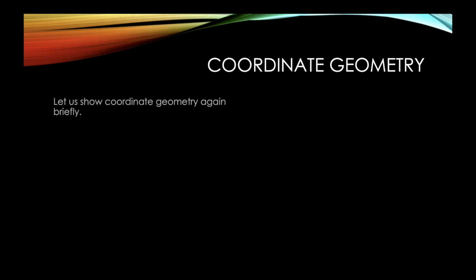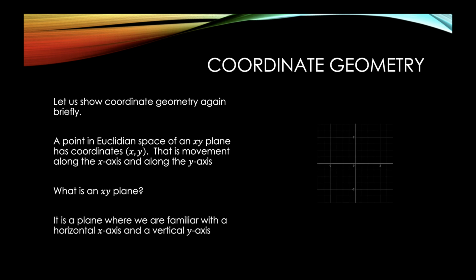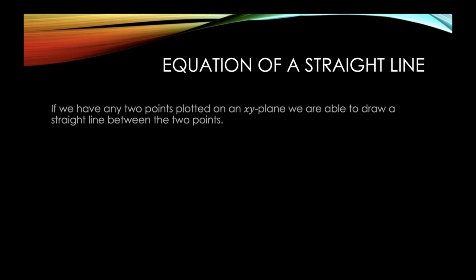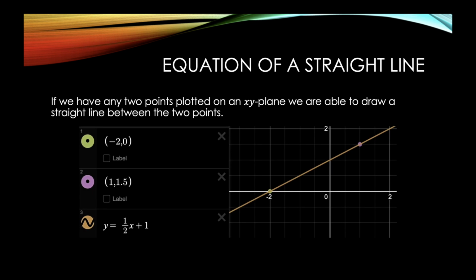So let us recap what coordinate geometry is. It is a point in Euclidean space of an xy plane and has coordinates x and y. That is, movement along a horizontal x-axis and along the vertical y-axis. That constructs our xy plane, as shown in this little bit of graph paper. Now let's suppose we have any 2 points plotted on this xy plane. We are able to draw a straight line between the 2 points.